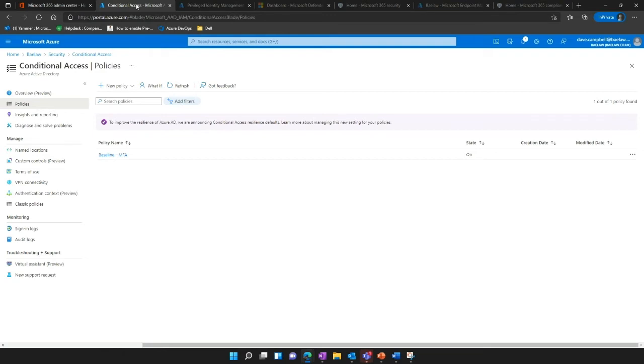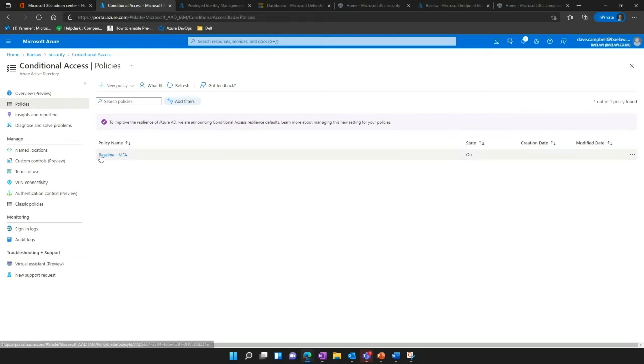So M365 E3 gives you Azure Active Directory Premium 1. And you can even purchase P2 as a bolt-on or as part of one of the other products that we mentioned in the last slide. So one of the key things to use conditional access for initially is for multi-factor authentication.